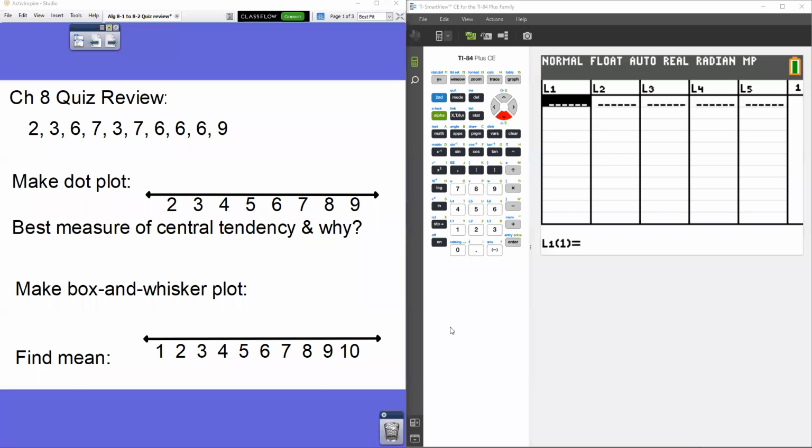This is the review for the Chapter 8 quiz. The first type of question that you're going to have is going to give you some data, and you need to make a dot plot for the data.